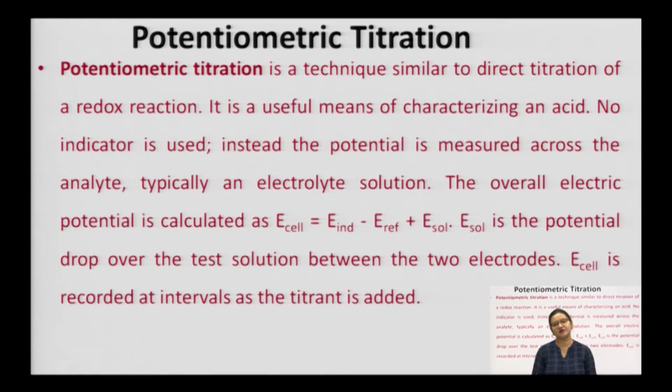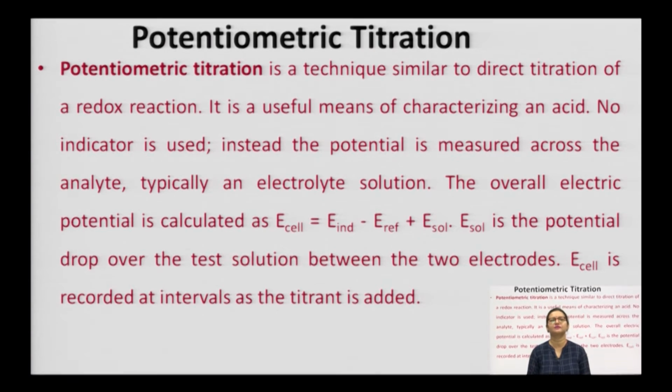The overall electric potential is measured with the E cell, capital E with cell, meaning the electrode potential of the whole cell. What type of cell? It is a potentiometric cell which involves mainly 4 components which we will study further in our next slides. E cell is equal to E reference minus E indicator minus E reference dot, means multiplication, into E solution.